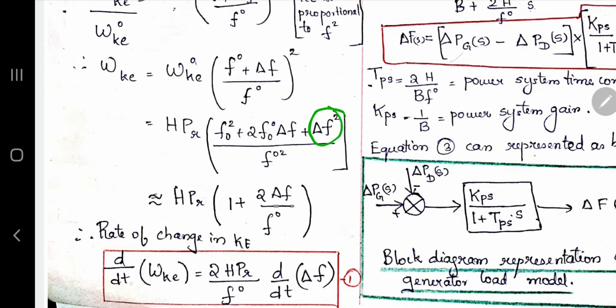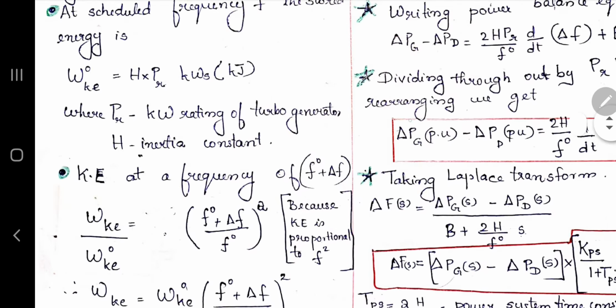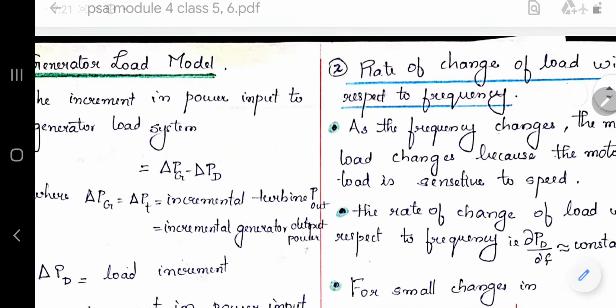Now we can write the rate of change in kinetic energy with respect to this change in frequency as d by dt of WKE equal to, taking the differential of this one. The differential of 1 becomes 0. So the remaining terms are 2 H PR divided by f0 into d by dt of delta f. This is the rate of change in kinetic energy with the change in frequency.